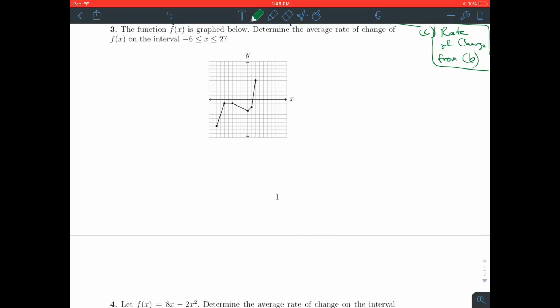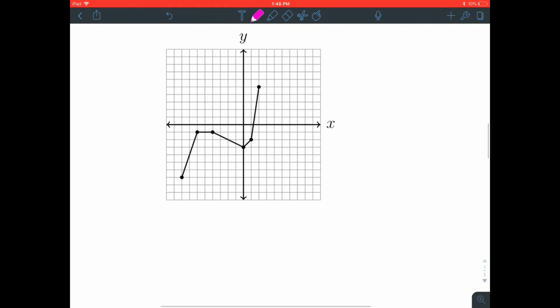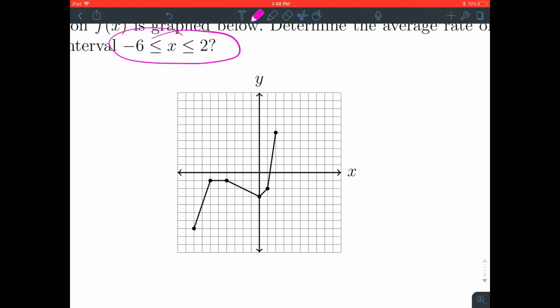Okay, next up, we have a really similar question. The function f of x is graphed below. Determine the average rate of change of f of x on the interval negative 6 is less than or equal to x is less than or equal to 2. Because they gave us this information graphically, we need to find negative 6 for x. So negative 1, negative 2, negative 3, negative 4, negative 5, negative 6. That will be starting here and ending at 2, which is here.